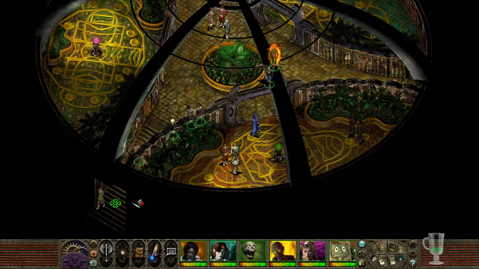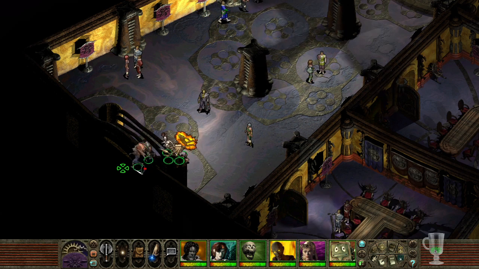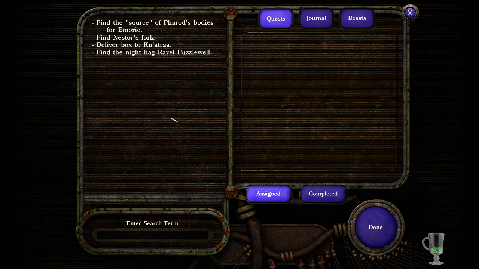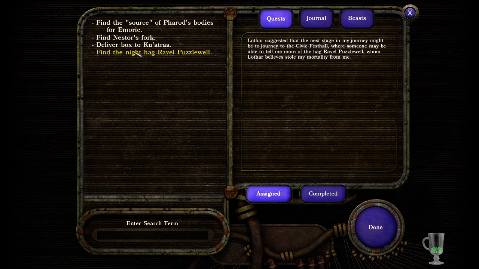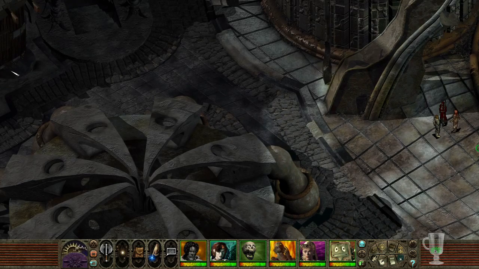So now I have to wonder what to do next. Because we have quite a bit of stuff that we should be needing to do. Find source, find the night hag, deliver box to Quatra. We agreed to help the Flophouse loner Nestor find his fork. The poor sod seemed quite deranged, carrying around a severed ear in his pocket and talking to it. Yeah, I don't know about the fork, but yeah.